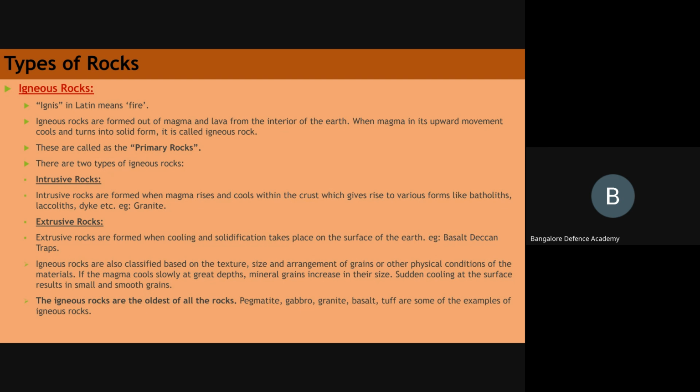Igneous rocks are also classified based on the texture, size, and arrangement of the grains and the physical conditions of the material. This is what I told you. If the magma cools slowly at greater depths, the mineral grains increase in size. That's why intrusive rocks have large mineral grains. Large spots you can see. Sudden cooling at the surface results in small and smooth grains. That's why these will be the dark grains.